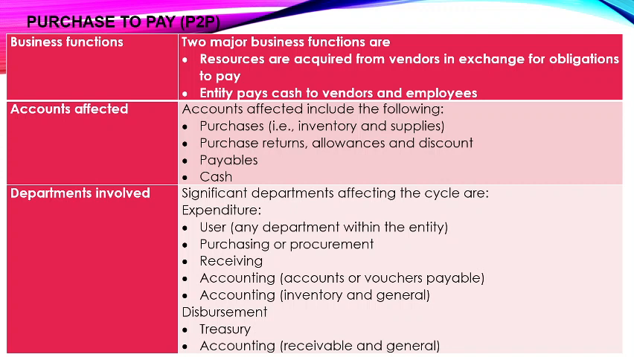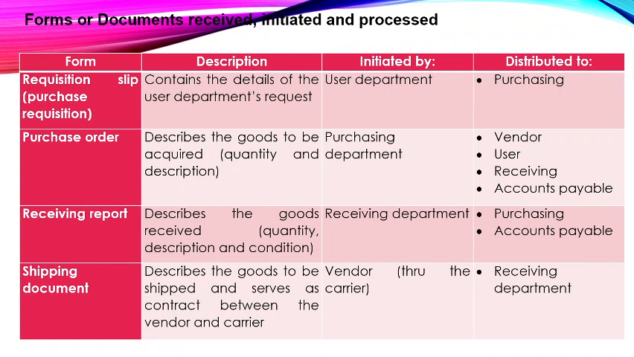The departments involved are, for expenditure: the user, purchasing or procurement, receiving, accounting for vouchers payable, accounting for inventory, and general. For disbursement, we have the treasury, accounts receivable, and general. So that is purchase to pay. The forms or documents received initiate and process. So forms, we have the requisition slip or purchase requisition.